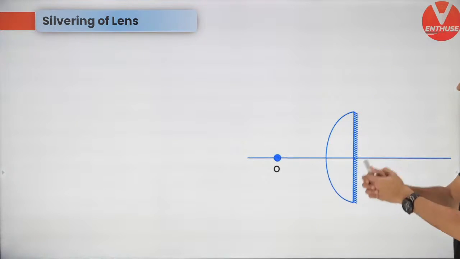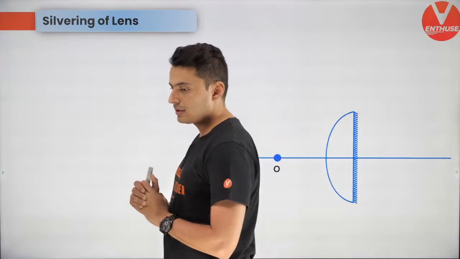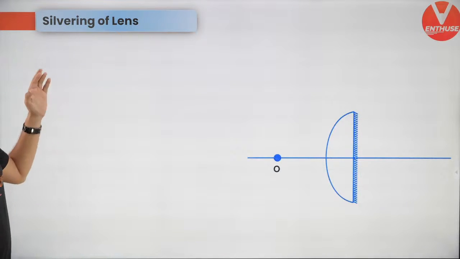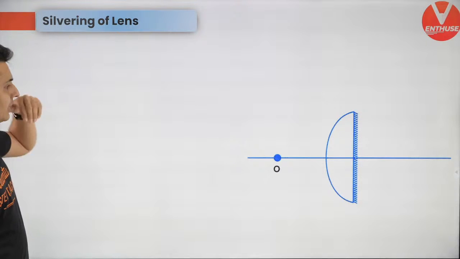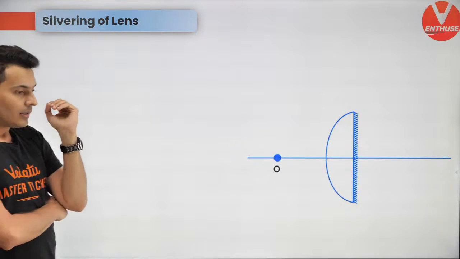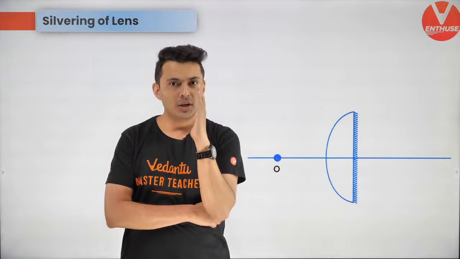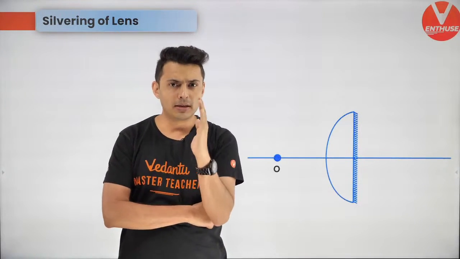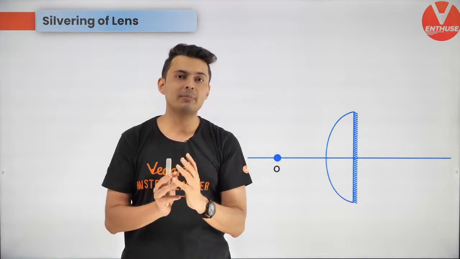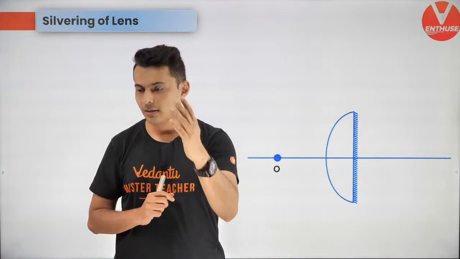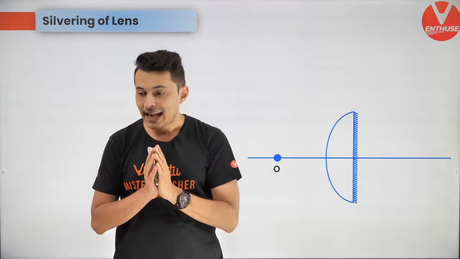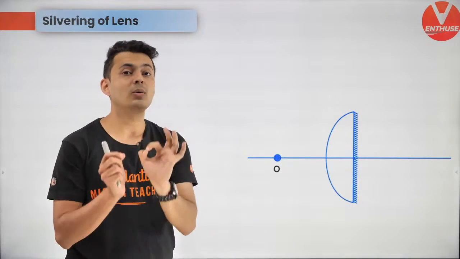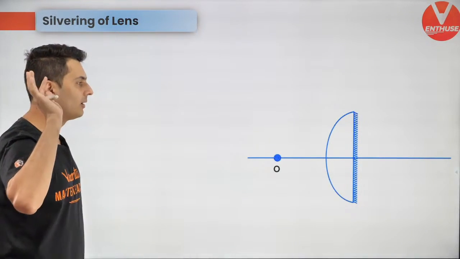Now, silvering of a lens related questions. Let's do this. For silvering of a lens related questions, remember, when you have a lens and a mirror, their combination always behaves like a mirror. Remember this. So try to convert it into a mirror, that's all.